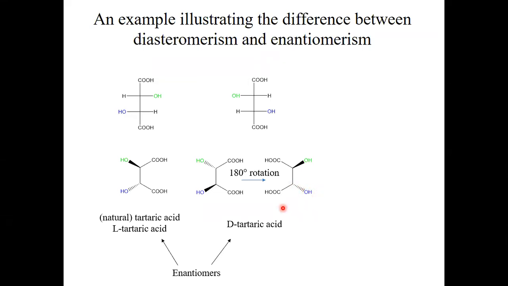So now you can see that this form of the molecule, which is identical to this one, is the mirror image of this one. We can draw a mirror plane in between these 2 molecules. Through that mirror plane, this OH group would be mirrored into this position, this OH group would be mirrored into this position, this carboxylic acid group would be mirrored over here, and this carboxylic acid would be mirrored over here. And we would have proven that these 2 are mirror images to each other.